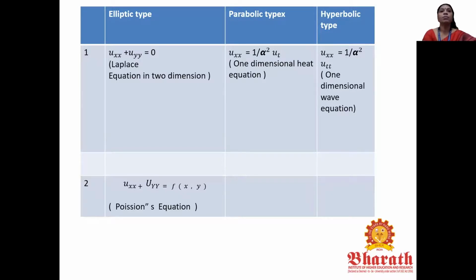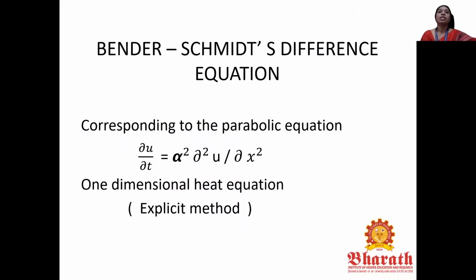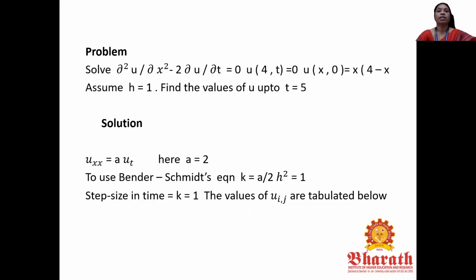Now second case, the Poisson equation, it will be U double X plus U double Y is equal to a function of X comma Y. So next is the Bender-Schmidt's difference equation. Corresponding to the parabolic equation, dou U by dou T is equal to alpha square into dou square U by dou X square. This is the 1 dimensional heat equation, and here we are using the explicit method. So next we are going to deal with a problem.